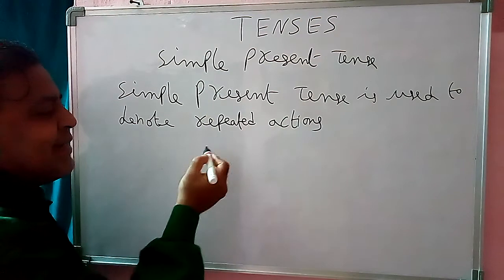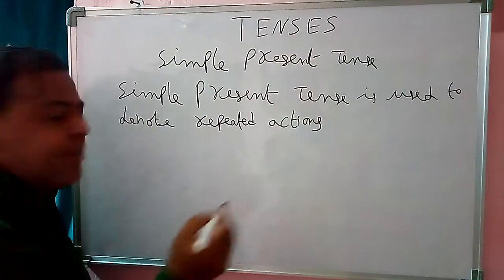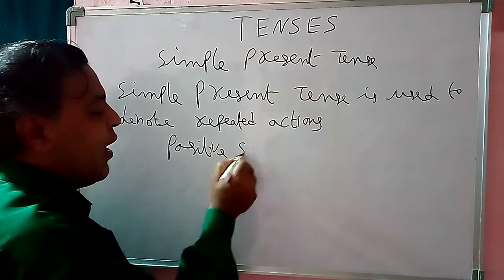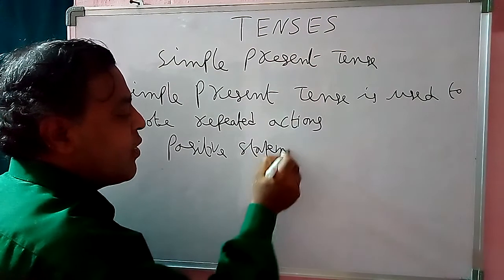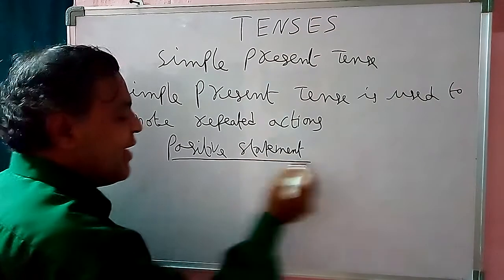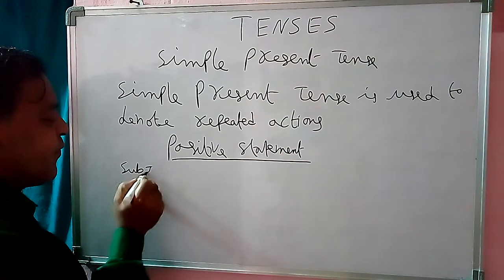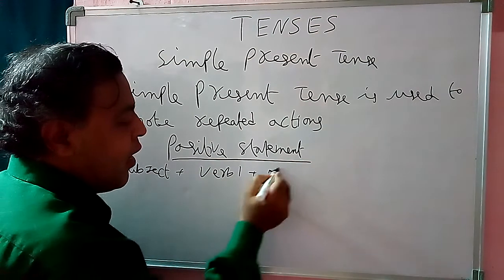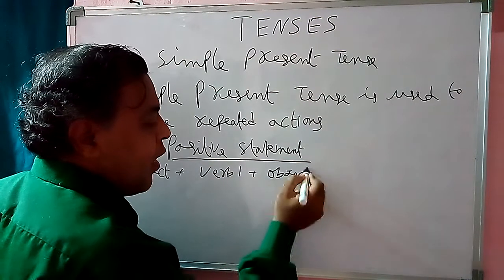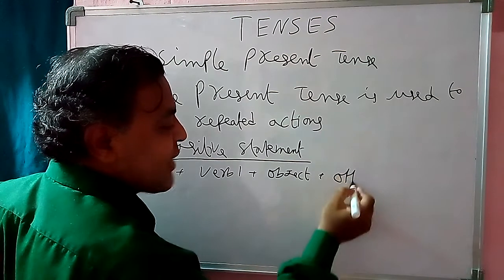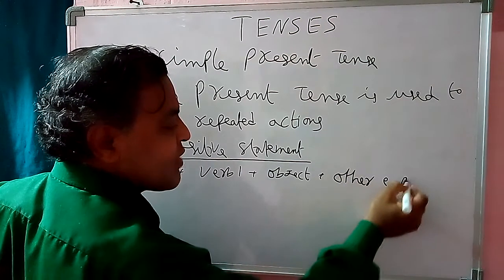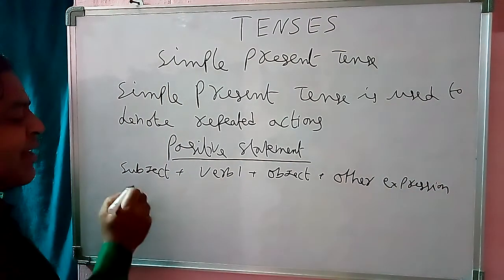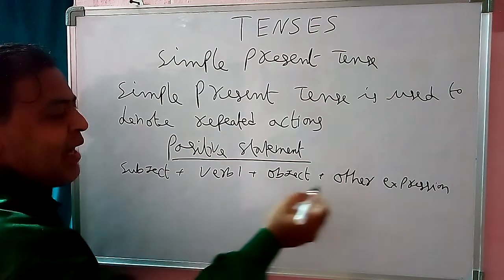In simple present tense, there are different statements available. The first one is positive statement. The rule is subject, verb 1, object, and other expression.